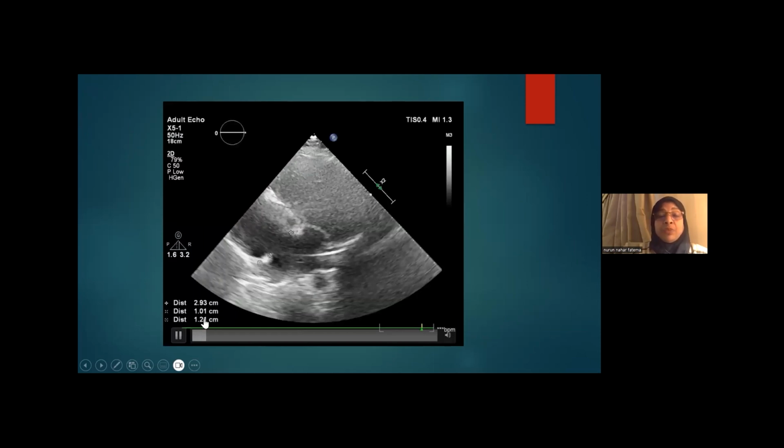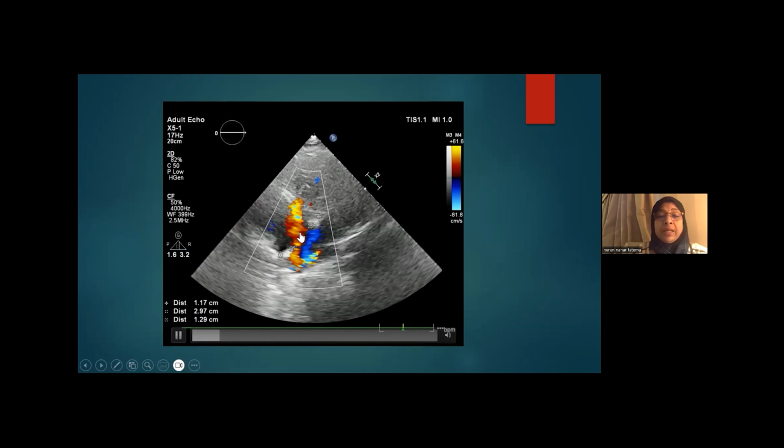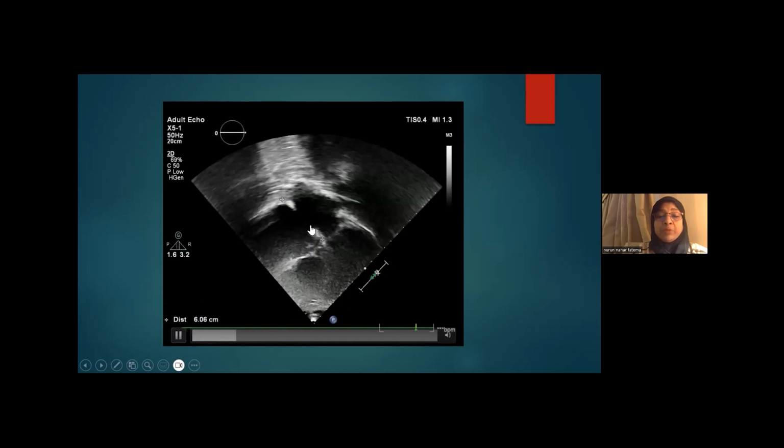So this is one of the photographs of the ASD here. So this is the inferior rim and this is the superior rim, and this one is the atrial septal defect, and this is with the color. So color is crossing from the left atrium to the right atrium.